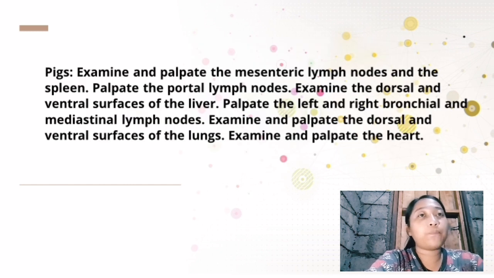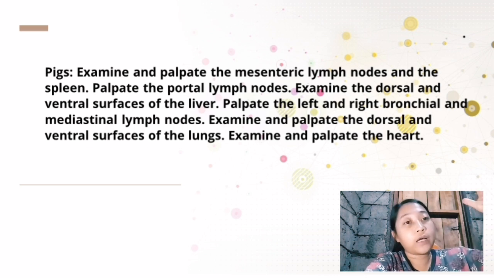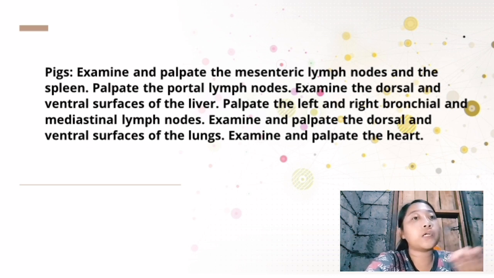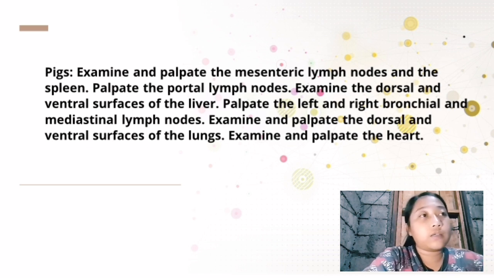Then, in pigs, we have to examine and palpate the mesenteric lymph nodes and the spleen. Palpate the portal lymph nodes. Examine the dorsal and ventral surfaces of the liver. Palpate the left and right bronchial and mediastinal lymph nodes. And also examine and palpate the dorsal and ventral surfaces of the lungs. When we say dorsal, it is the upper part, and the ventral is the lower part. And also we have to examine and palpate the heart of the pigs.